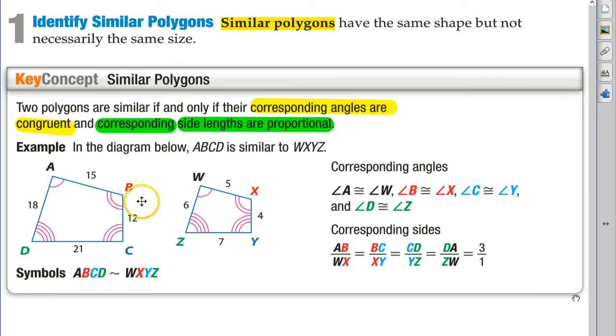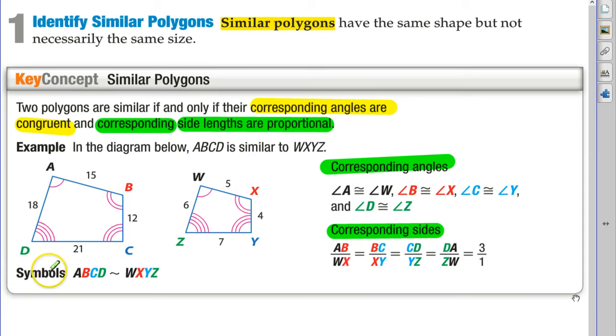We know A is congruent to W, B is congruent to X, C is congruent to Y, D is congruent to Z. They've given us four pairs of congruent angles. So we've satisfied the first condition. The second condition is showing that the sides are proportional. So we do the corresponding sides, 15 to 5, 12 to 4, 21 to 7, 18 to 6. And they've done them over here for us, and these are a ratio of 3 to 1 for all of them. This down here is sometimes called the statement of proportionality, or the ratios of the sides.